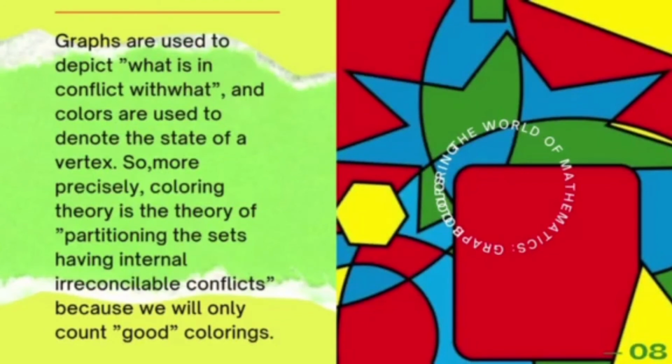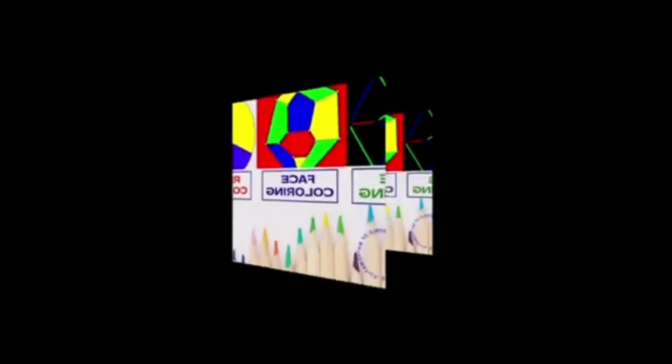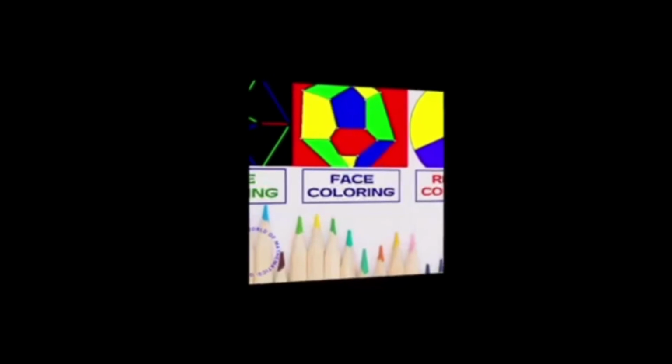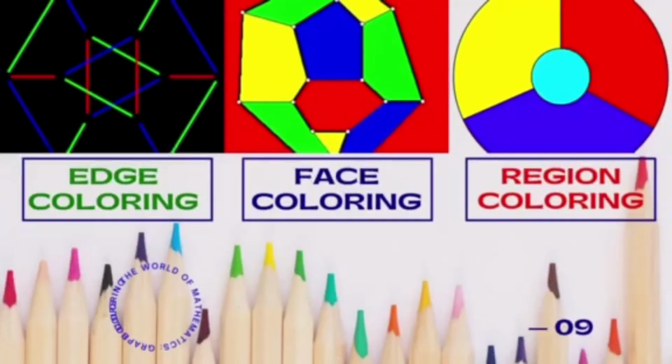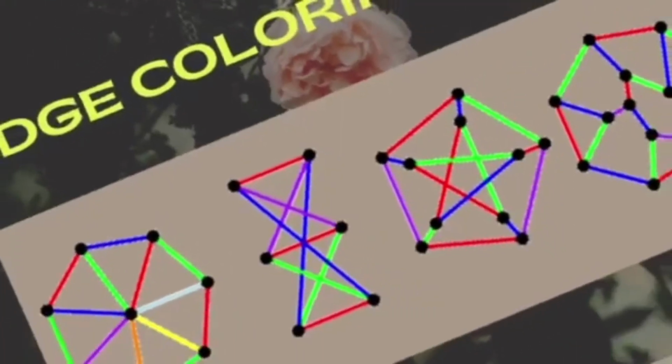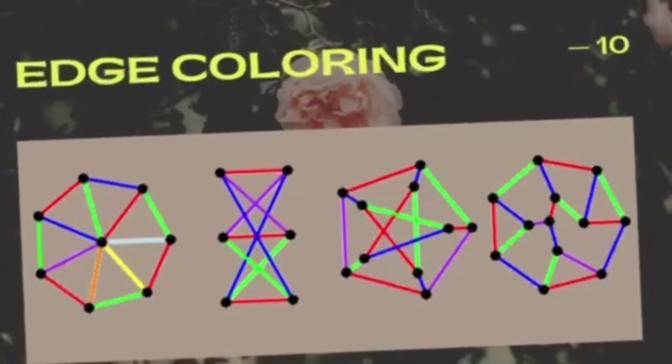We're going to talk about the 3 basic examples of graph coloring, which are edge coloring, face coloring, and region coloring. So we are going to talk about edge coloring.